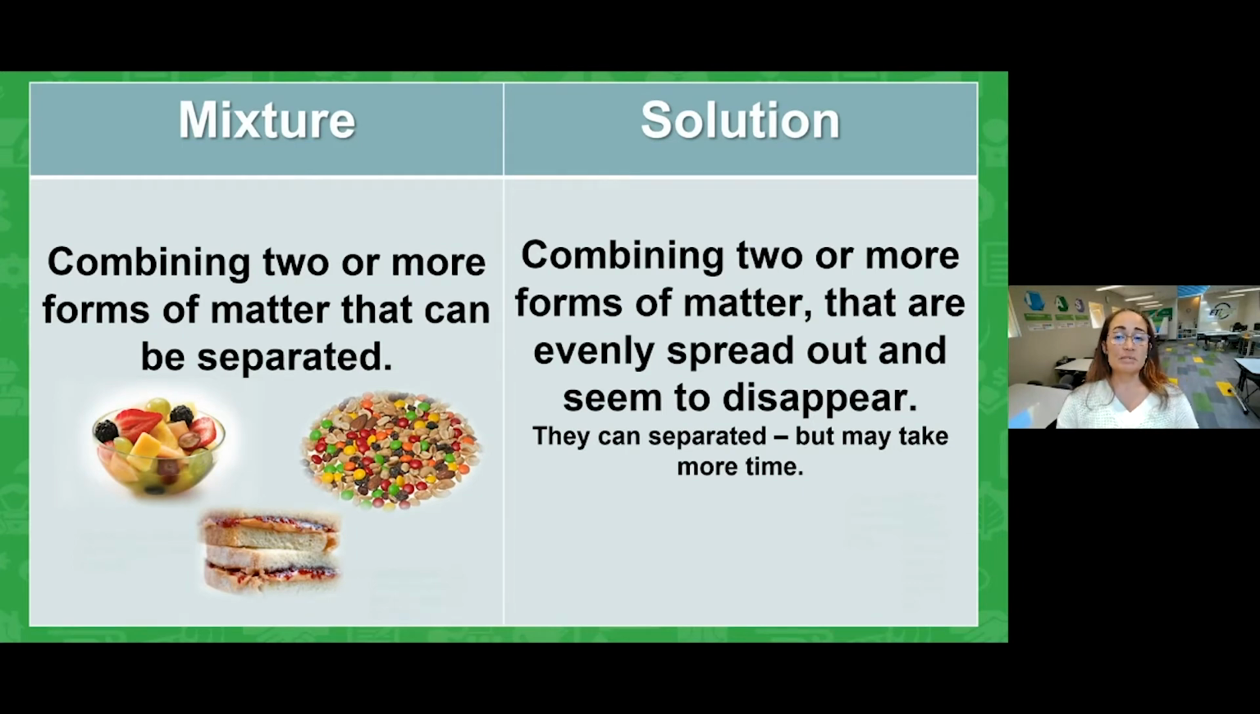The other one, glass number 2, was a solution, meaning we combine two or more forms of matter, but they're so spread out, maybe evenly spread out, they seem to disappear. You could separate the salt out of that water, but it's going to take a lot more time, maybe just through certain processes like evaporation or using some heat. So here's some examples of solutions. You see any similarities there?